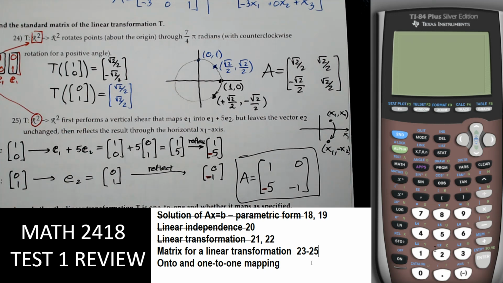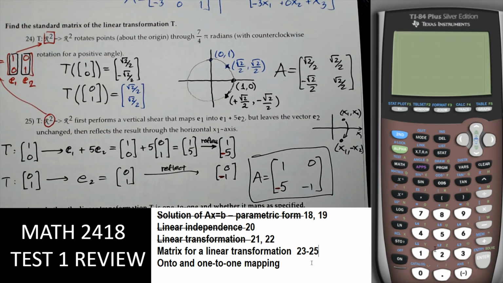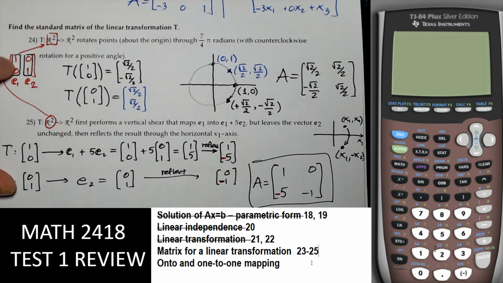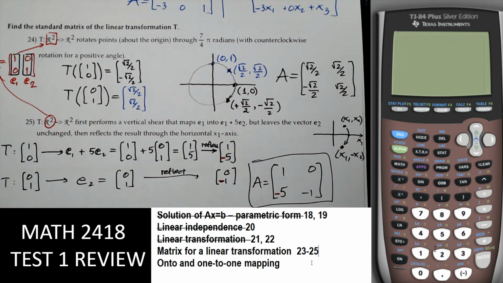So pretty much we just applied it to E1 and E2. Whenever it applies to the columns of the identity matrix, at the end we stack the results, and we have the matrix of the operation.